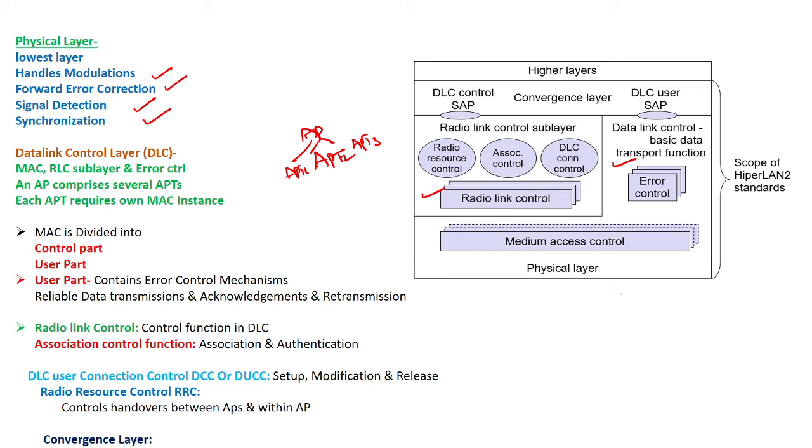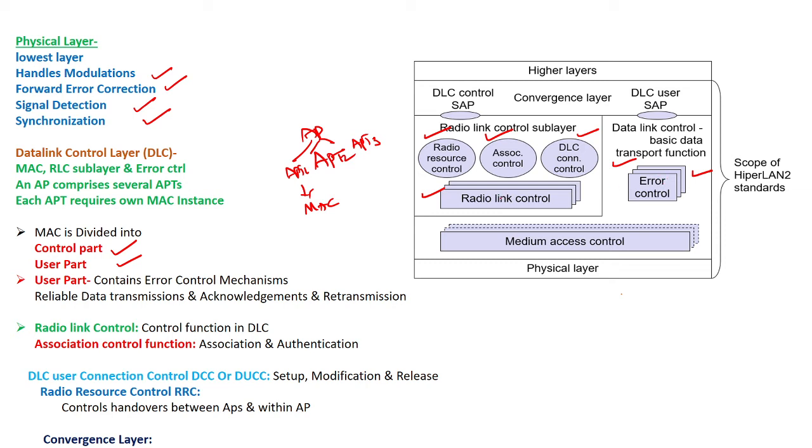Each access point transceiver has its own MAC instance. The MAC is divided into two parts: the control part and the user part. The control part has radio link control, association control and DLC control. The user part contains error control mechanisms, that is flow control and error control. Reliable data transmission, acknowledgement and retransmissions take place with respect to the error control, which belongs to the user part.